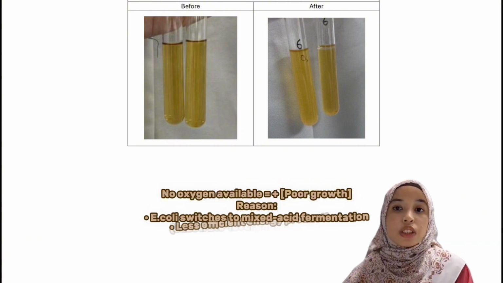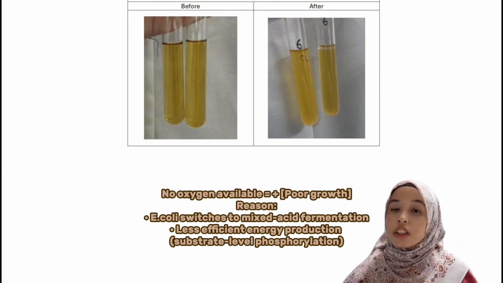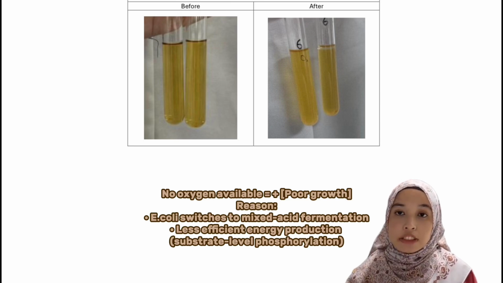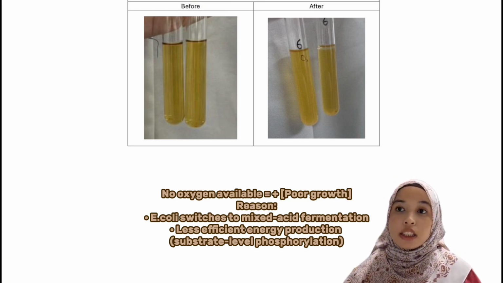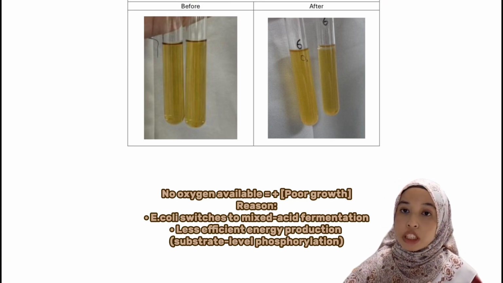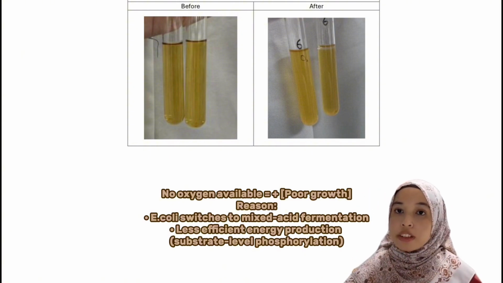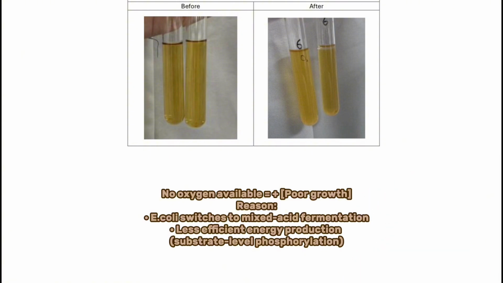When there is no oxygen available, E. coli has poor growth because it needs to switch to mixed acid fermentation. This will cause the energy production to be less efficient because it uses substrate level phosphorylation.